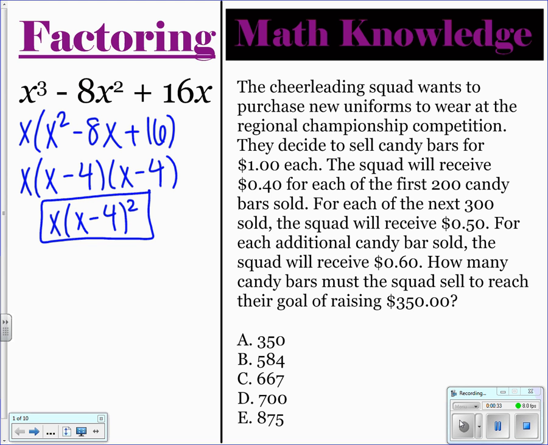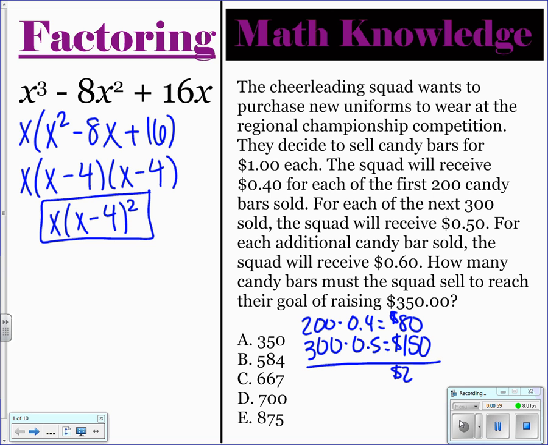For the math knowledge question, we've got a cheerleading squad that wants to get new uniforms, and they're going to sell candy bars for $1. For the first 200 candy bars, they get 40 cents. So we're going to say 200 times 40 cents, and that gives you $80. And then for the next 300, they receive 50 cents. And so if you multiply those, that gives you $150. So far, they have earned $230 once they sold those 500 candy bars.